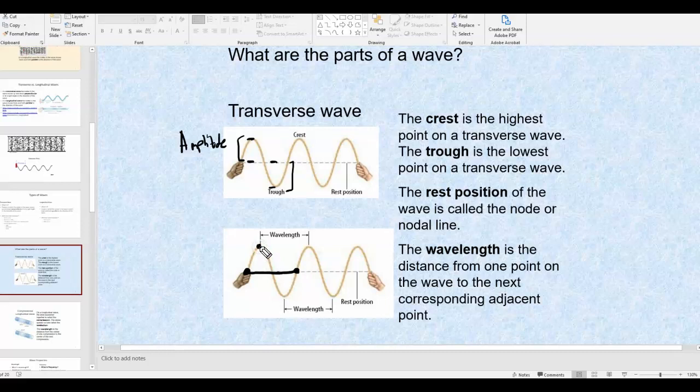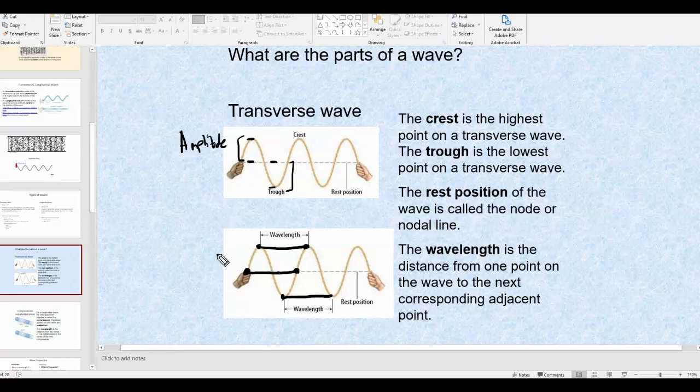Or you could also measure from one crest to another crest. That's also the wavelength. Or you could also measure from one trough to the next trough. Okay, so it's just a horizontal distance where you pick one point on the wave and you go horizontally until that point repeats itself, whether it's crest to crest, trough to trough, or just one random point to the next random point. Okay, so that's what's called wavelength.